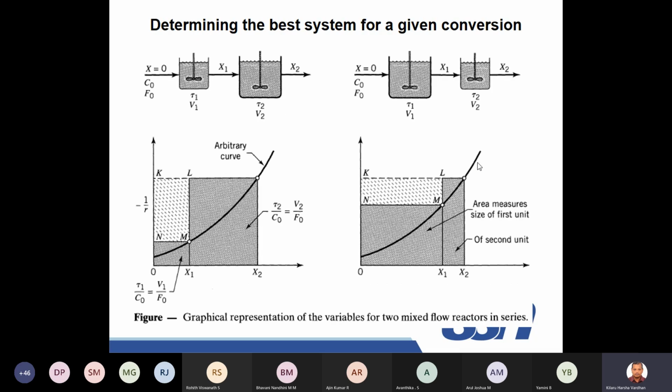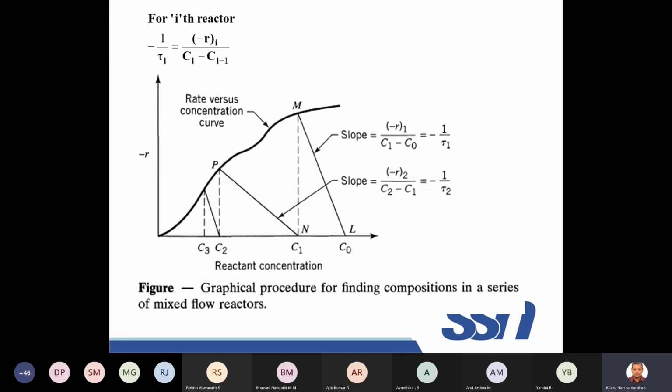Okay. Let us do the next topic, a very important topic: determining the best systems for a given conversion. Here I'm showing everything in a graph only. I'm not doing any problem. Problems we'll do later, or once you have the theory in mind, then you can see the problems even in Levenspiel or even this Gavani. I won't have much time to do all these problems.